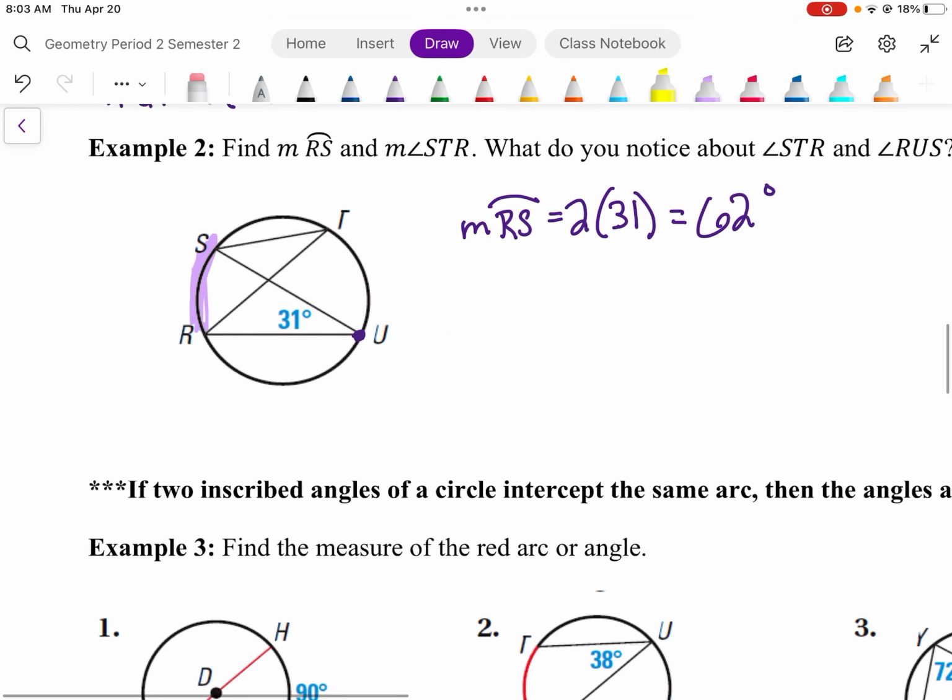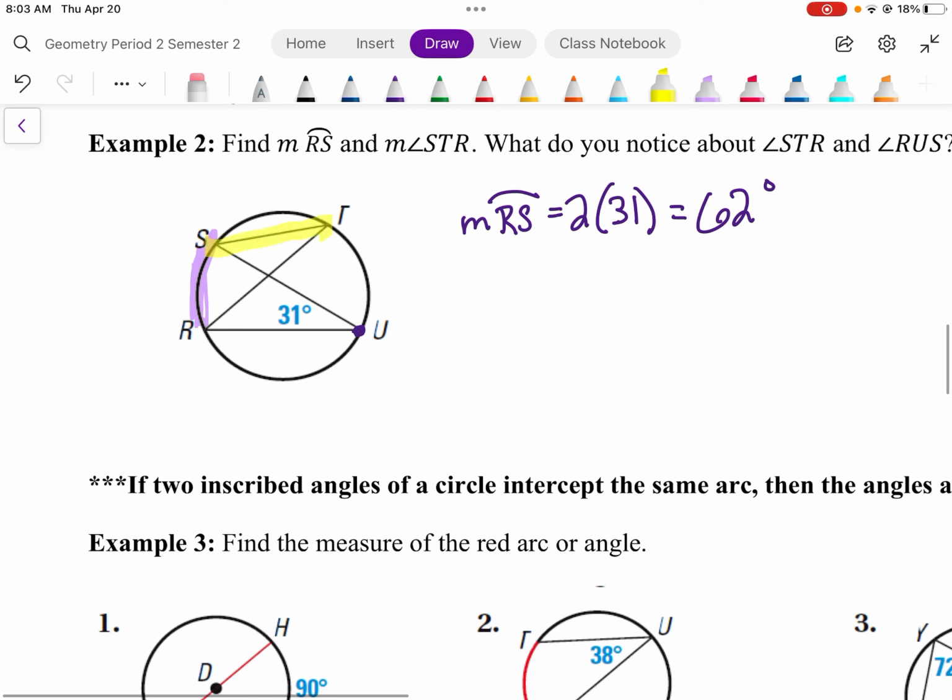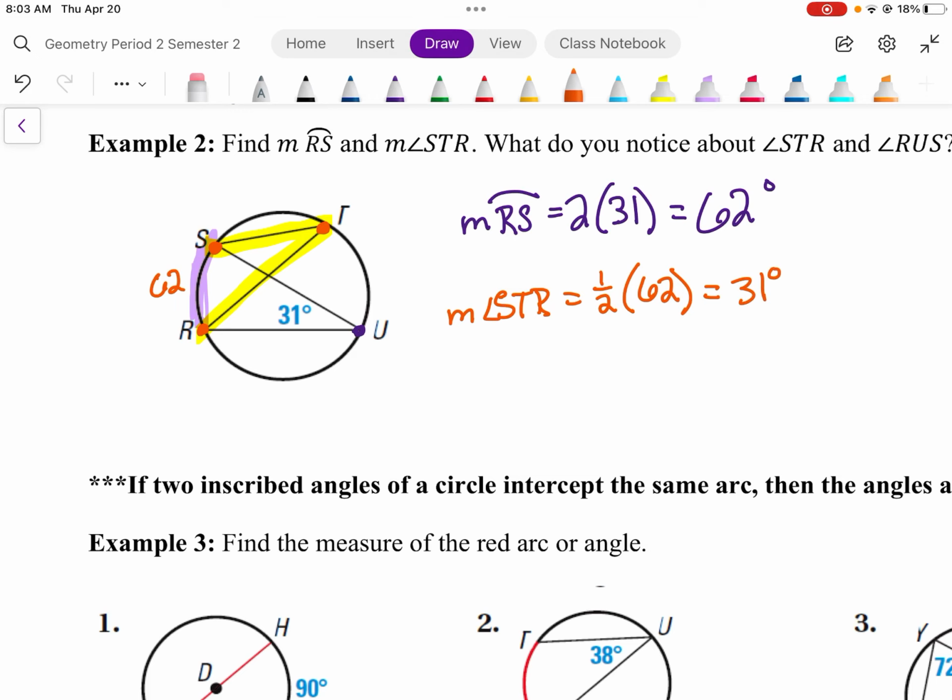The next thing, they want us to find the measure of angle STR. That angle is an inscribed angle, and it is cutting off an intercepted arc, which we just discovered was 62. So to find the angle, we're going to take 1/2 times the arc, which is 62. Half of 62 is going to be 31 degrees.